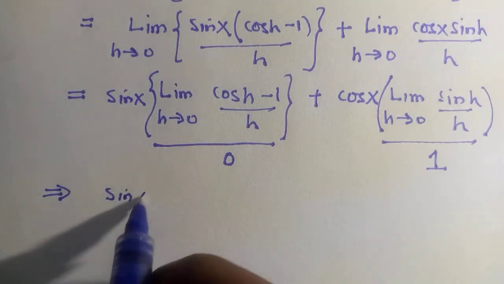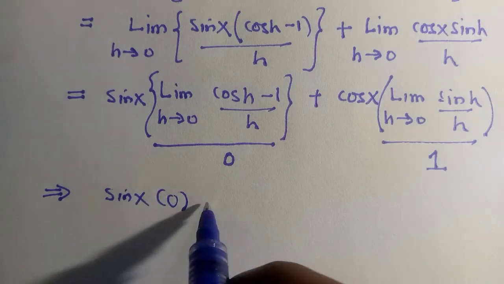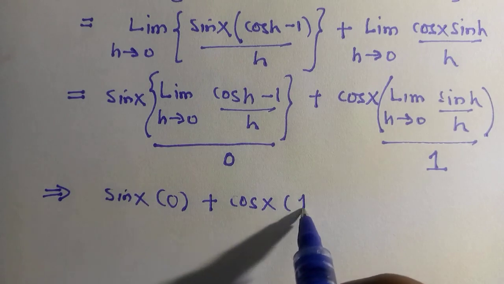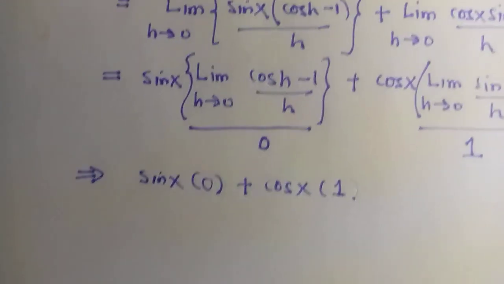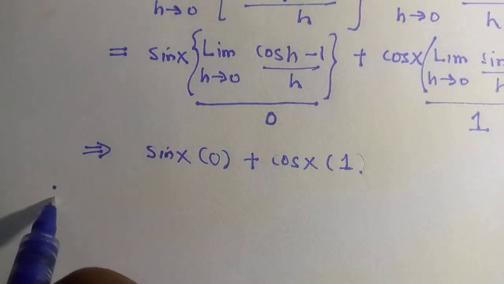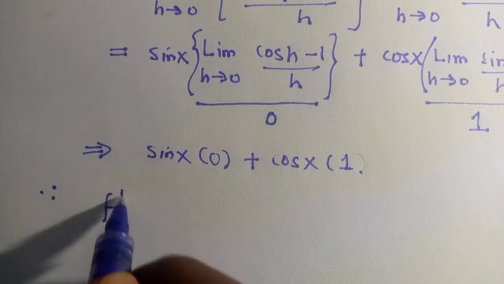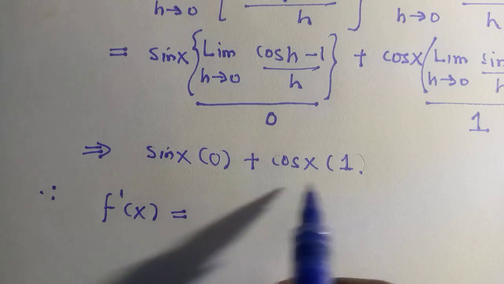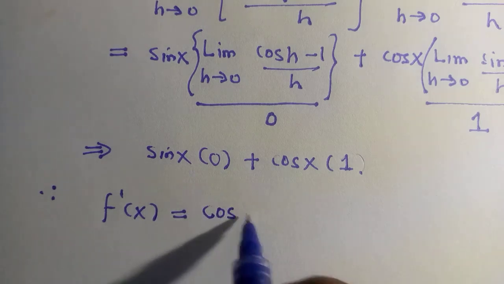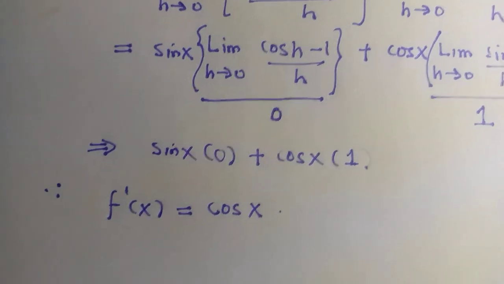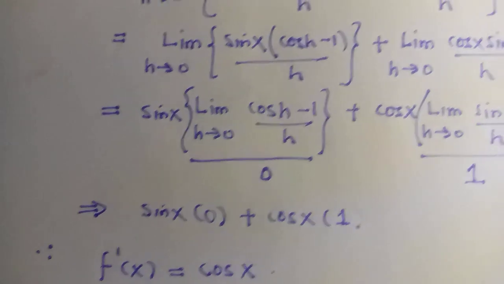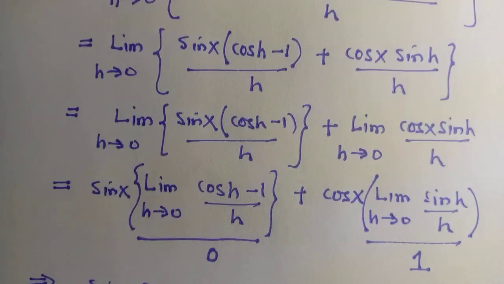So by doing that, we have sine x bracket of 0 plus cos x bracket of 1. Therefore, when we multiply sine x with 0, we get 0, and we conclude that f prime of x, according to the definition of the limit, gives cos x, and this cos x is the derivative of sine x. And as usual, we are done.